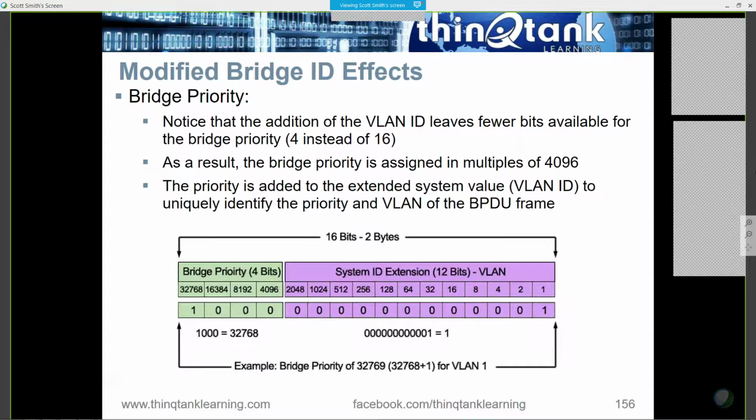The maximum value I can have is 65,000. What? Is it 65,536 or 535? It's definitely not 65,535. All right? Because the max you can have is 32,768 plus 16,384 plus 8192 plus 4,096. These bits on the right, the purple bits, those are reserved for identifying the VLAN.